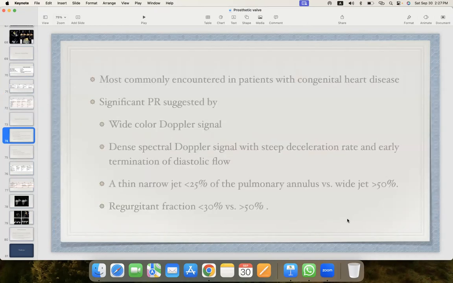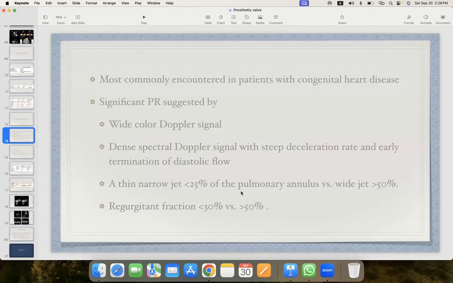Lastly, it's the pulmonary valve. Most of the patients with pulmonary valve disease usually have congenital anomalies. In terms of what suggests significant pulmonary regurg, first we look at the jet. If the jet is less than 25% compared to the pulmonary annulus, we consider this as a mild regurg. If it's more than 50%, we consider it as severe.